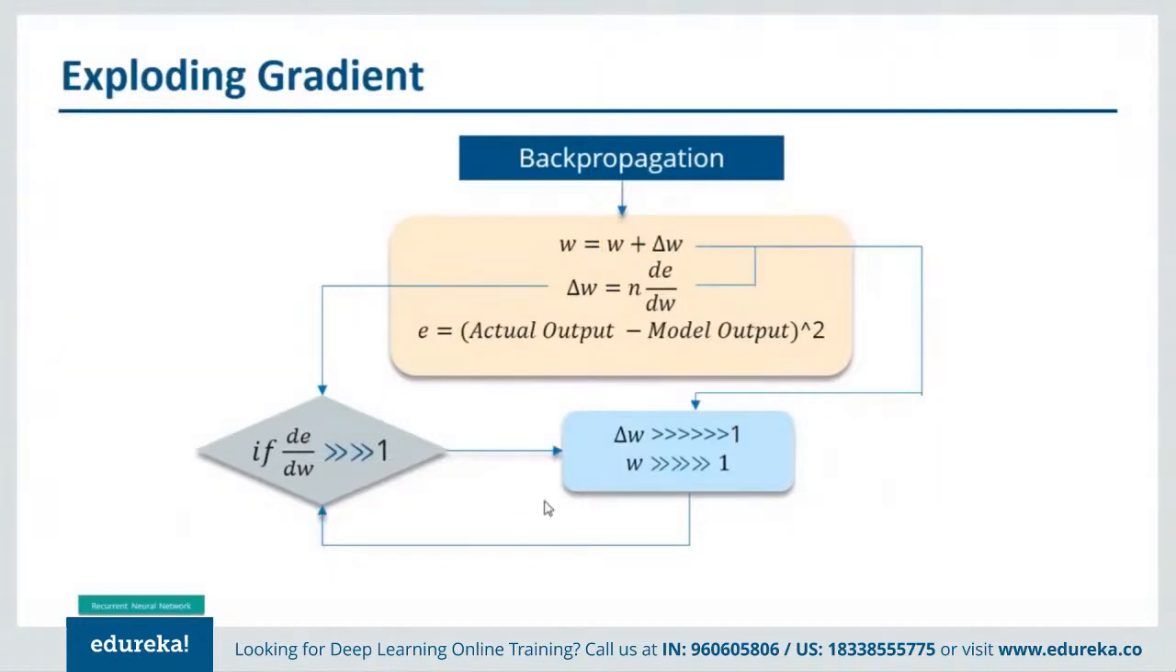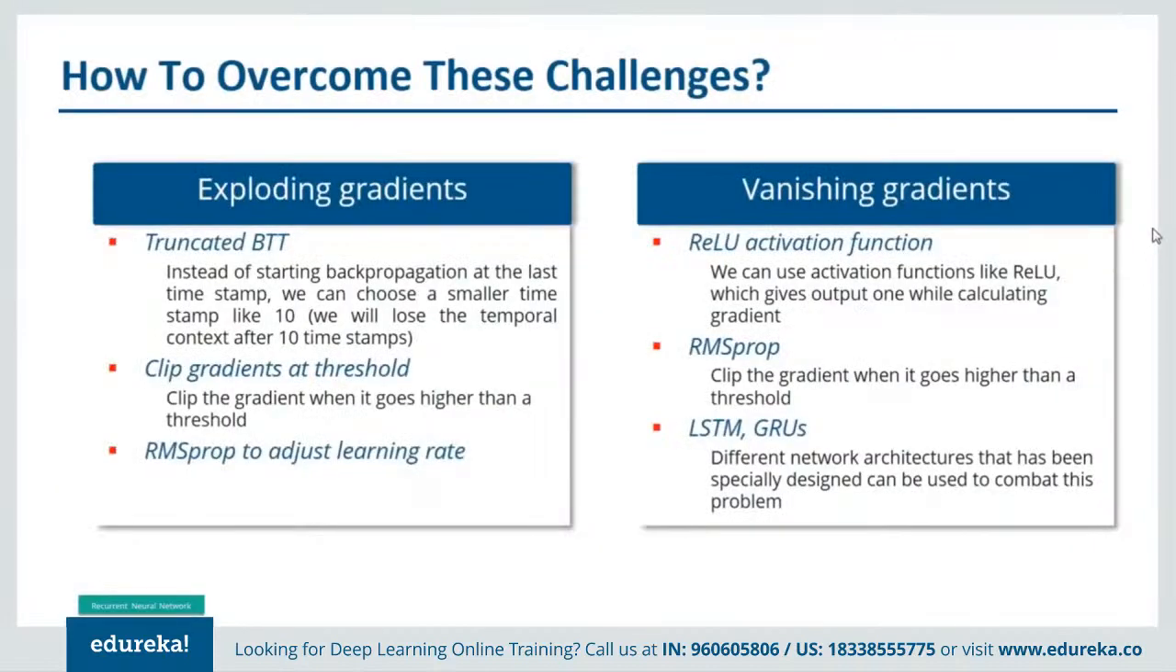Now let us see how to solve these problems. Exploding gradients can be solved with the help of truncated BPTT, backpropagation through time. Instead of starting backpropagation at the last timestamp, we can choose a smaller timestamp like 10. Or we can clip the gradients at a threshold. So there can be a threshold value where we clip the gradients. And we can adjust the learning rate as well.